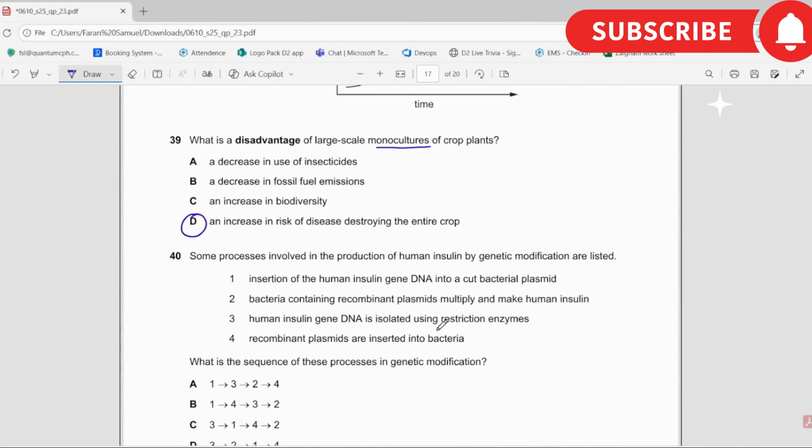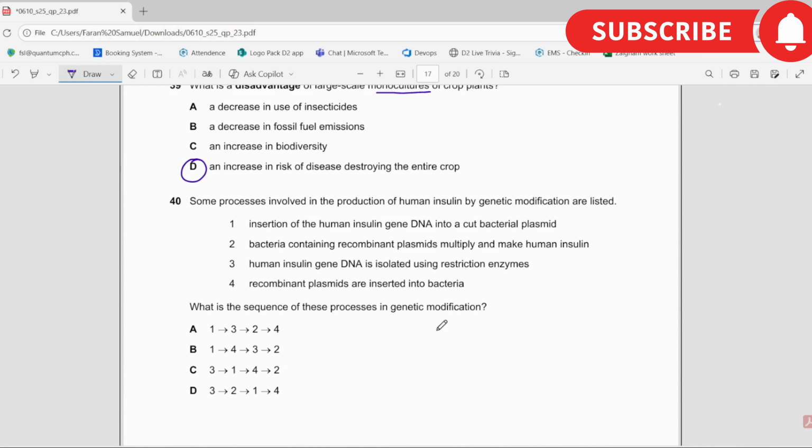Some processes involve the production of human insulin by genetic modification. What are the steps? Then there is one, and then four, and then two. So our answer would be C. Okay, so we are done with the paper. Let's move to another paper then.